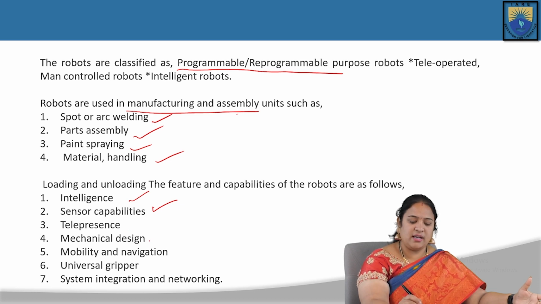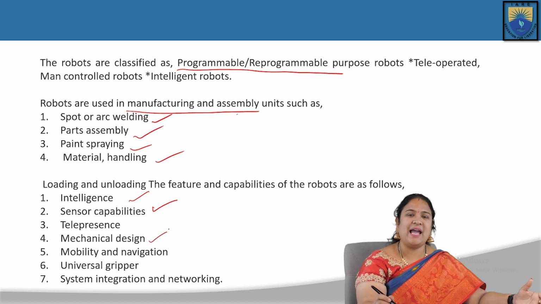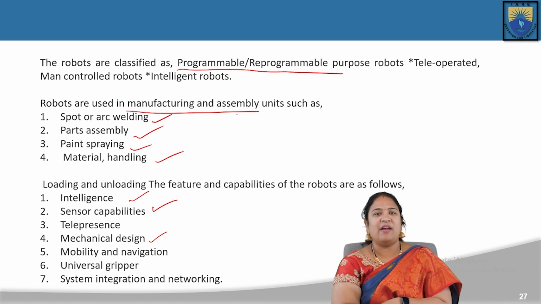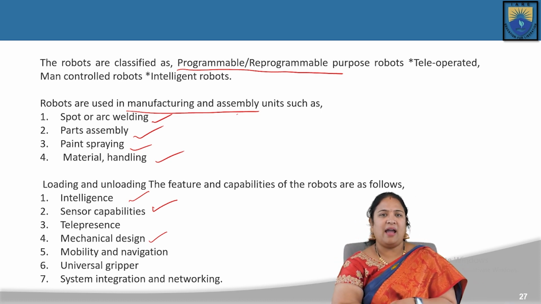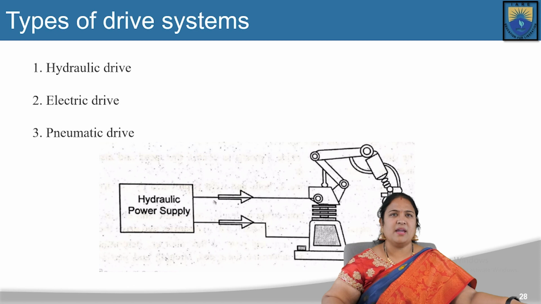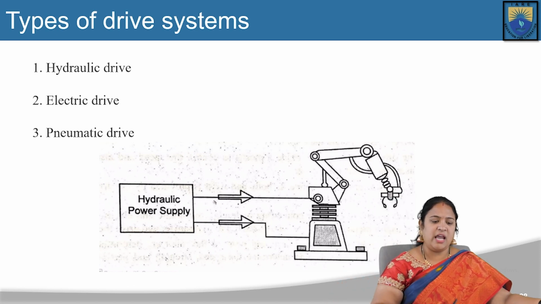Telepresence. And next is the mechanical design, that is, depending upon the design being given, it will be acting. And the next is mobility and navigation. According to the mobility and navigation of the process, it will be acting. And the next one is the universal gripper, system integration and networking. Right. Next is the types of drive system.